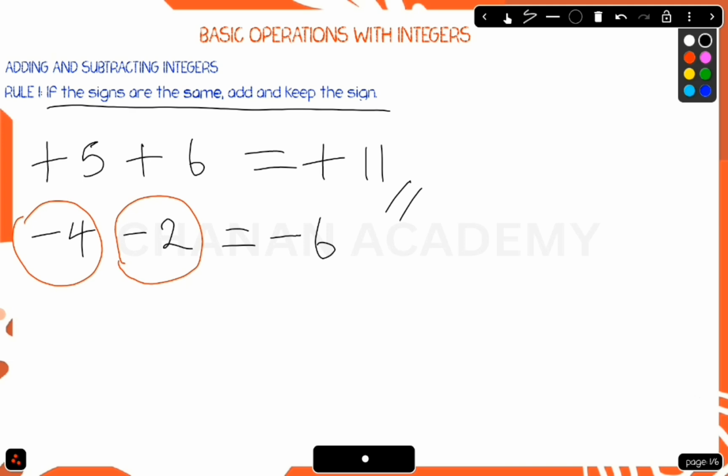Let's take the last example. If we have -4 -3, we go on again. The signs are the same, so we keep the sign and add the number. 4 + 3, the answer is 7. So the result is -7. That's rule 1.